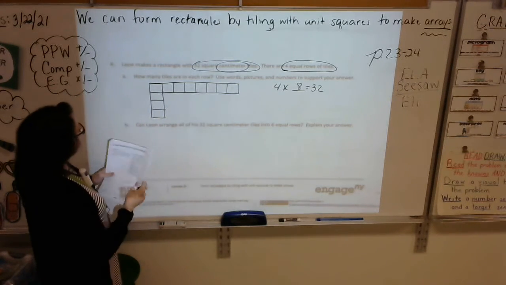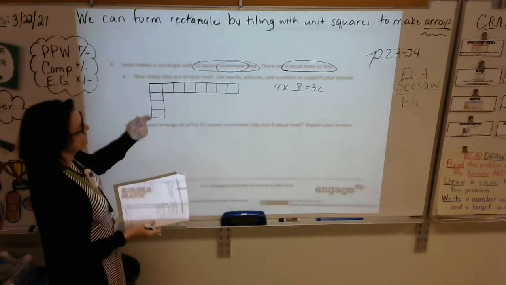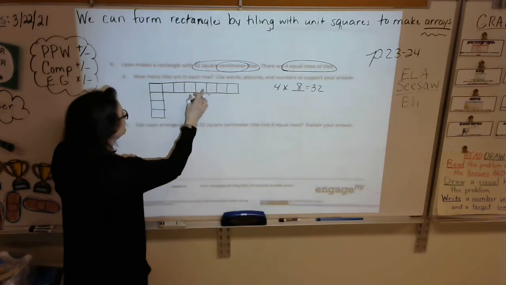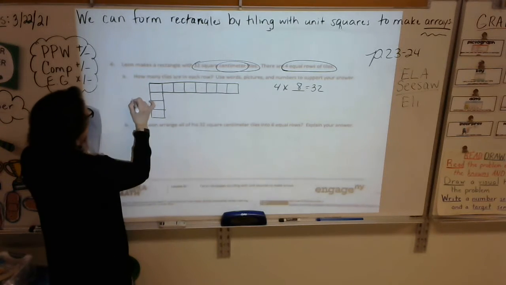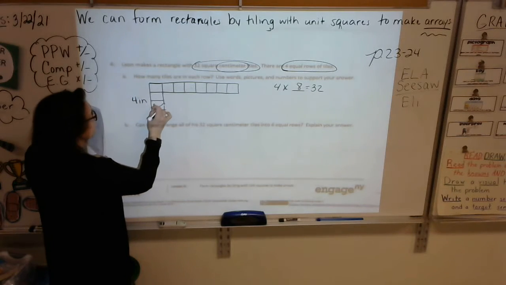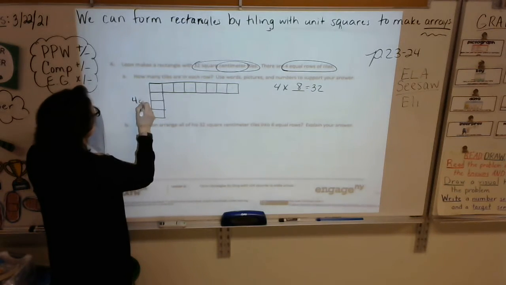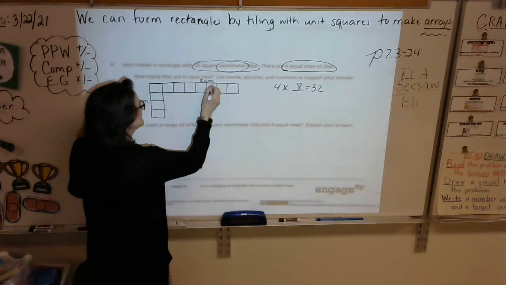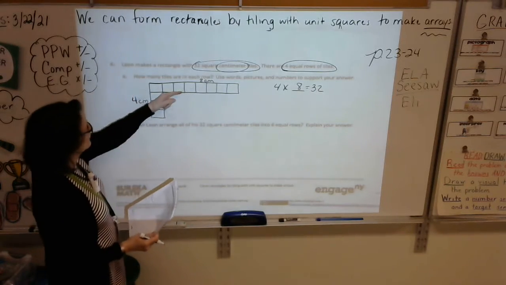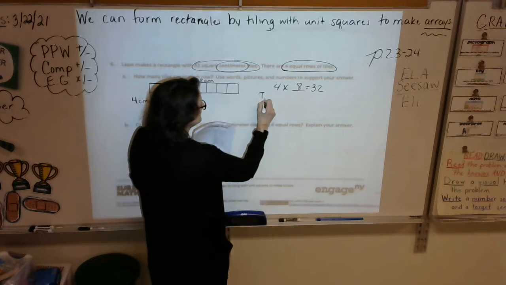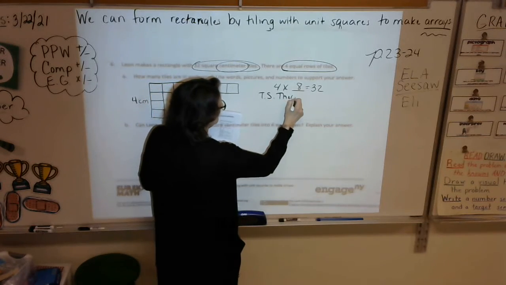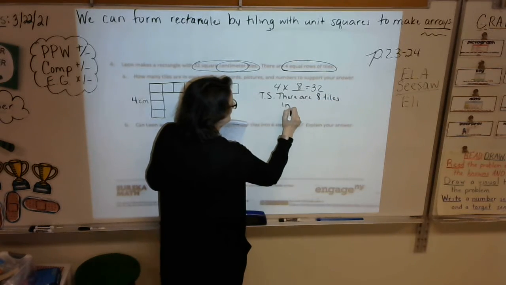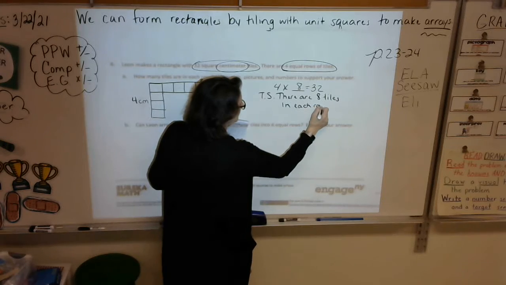All right, and then it says how many tiles are in each row. Well, we already found it out without tiling the whole thing, didn't we? So we know there are 1, 2, 3, 4, 5, 6, 7, 8. I'm going to go ahead and label these sides. This is 4, oops, we want centimeters. This is 4 centimeters, and this is 1, 2, 3, 4, 5, 6, 7, 8 centimeters. All right, how many tiles are in each row? Well, there we have our answer. So we can write our TS. There are 8 tiles in each row.